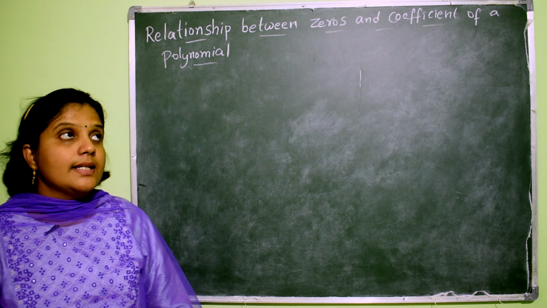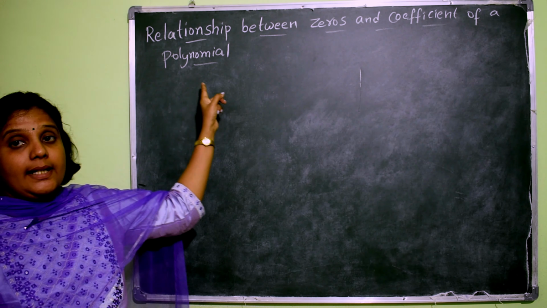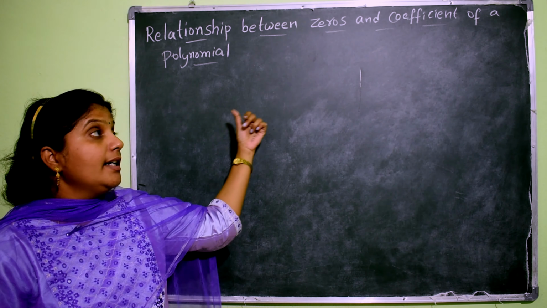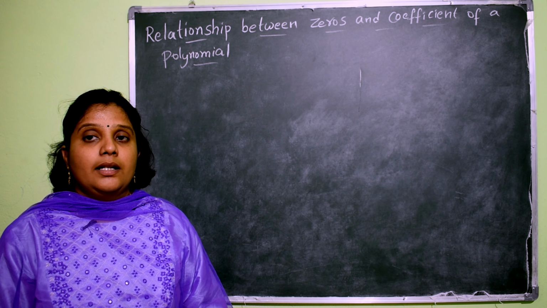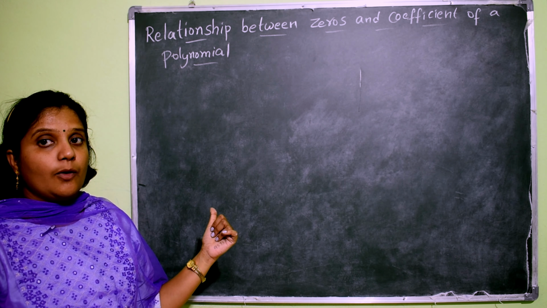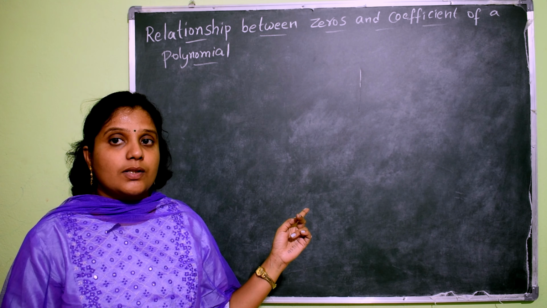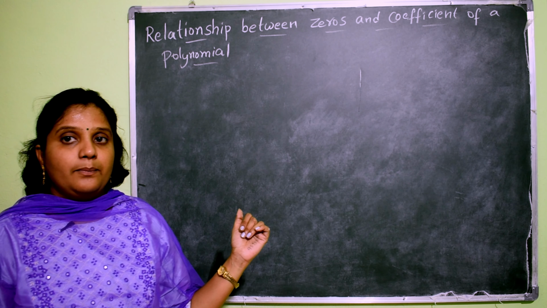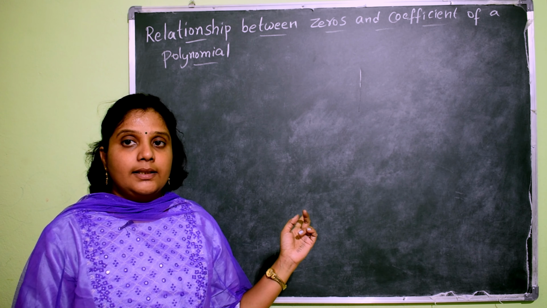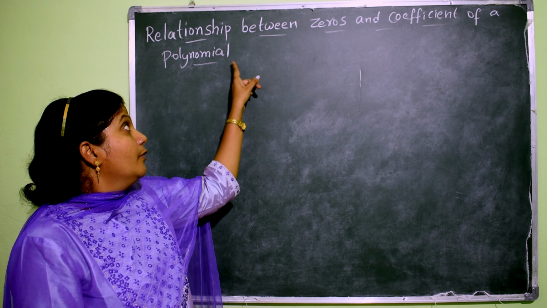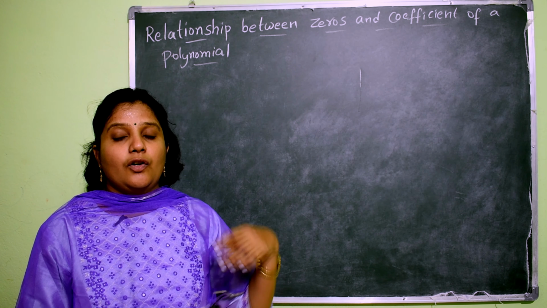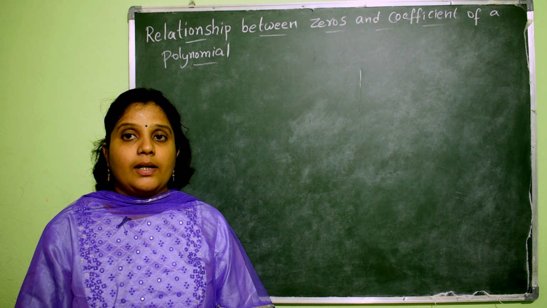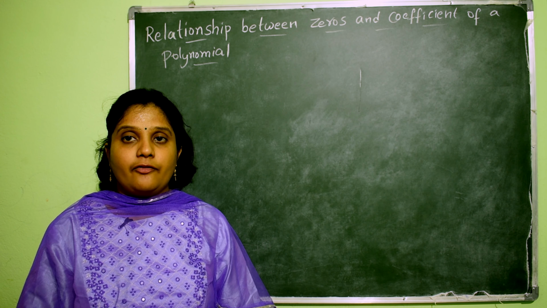Today we are going to discuss the topic, the relationship between zeros and coefficients of a polynomial. In polynomials we are discussing the relationship between zeros and coefficients of the polynomial. We already know about zeros. So firstly we need to know the zeros and then the coefficients of a polynomial. We have already discussed zeros of a polynomial.